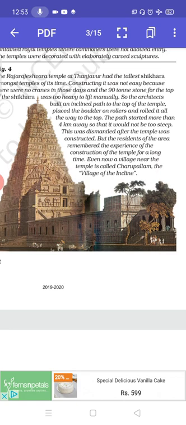But the residents of the area remembered the experience of the construction of the temple for a long time. Even now, a village near the temple is called Charupalam, the village of the incline.